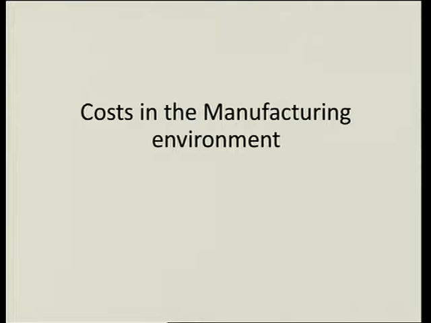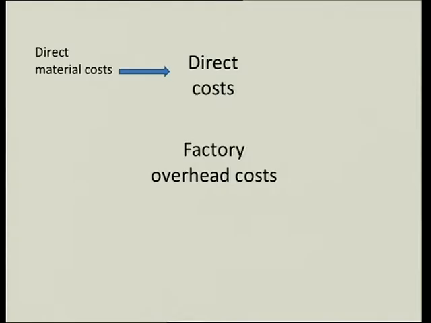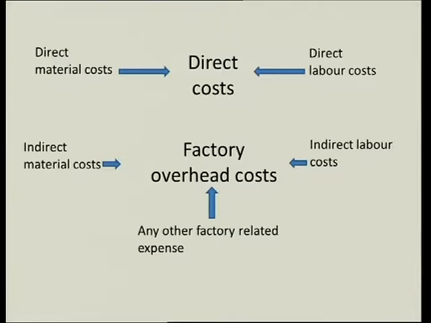It says costs in the manufacturing environment. Now there are two types of costs. There are direct costs and there are factory overhead costs that we look at. Direct costs refers to direct material costs and direct labor costs. We will look at the breakdown of those in a minute. So it's direct material costs, direct labor costs. Factory overheads is made up of indirect material costs, indirect labor costs, and any other factory-related expense.